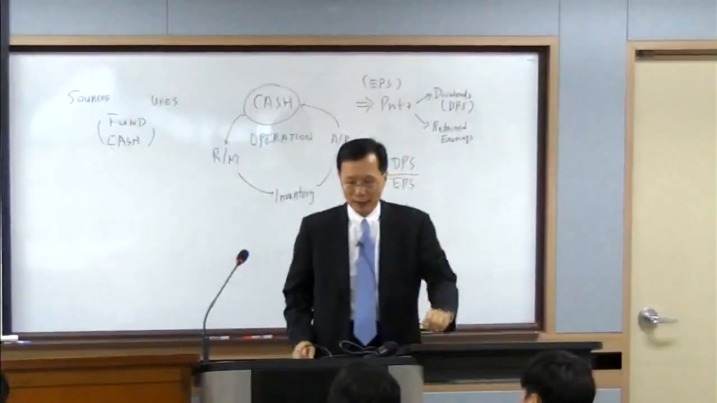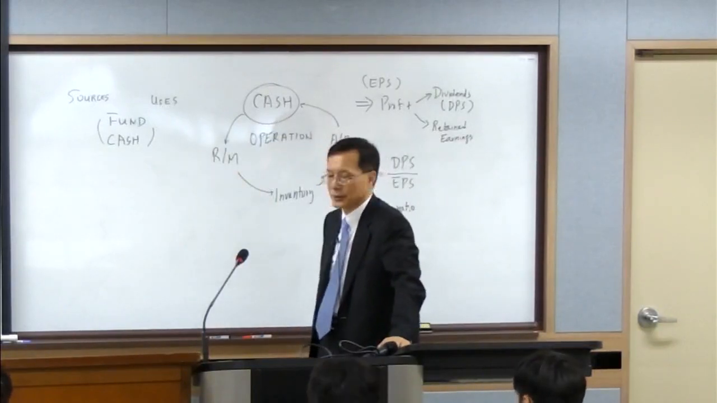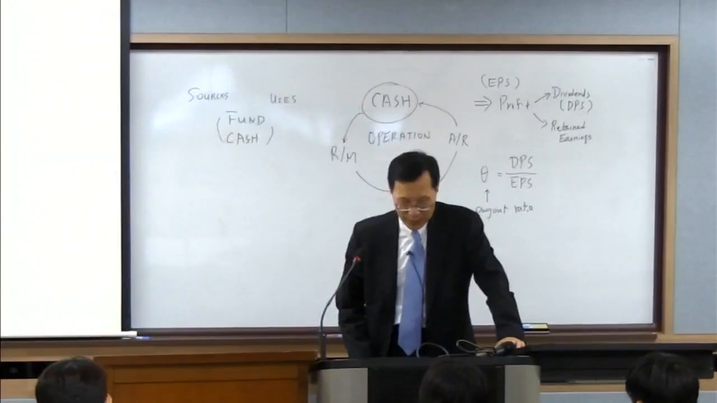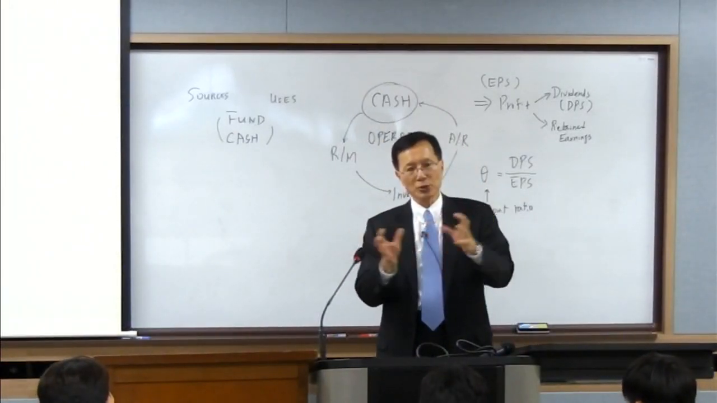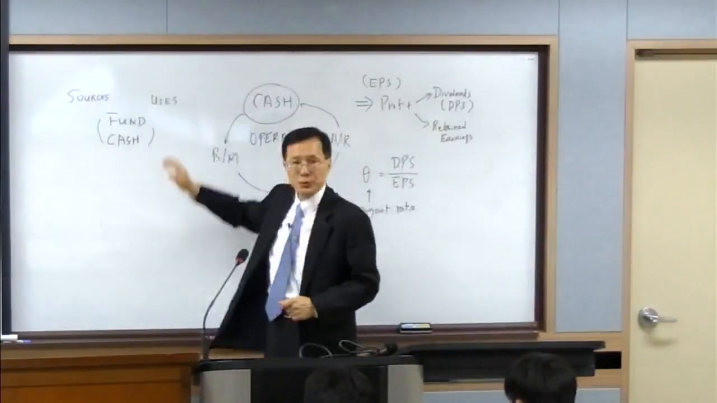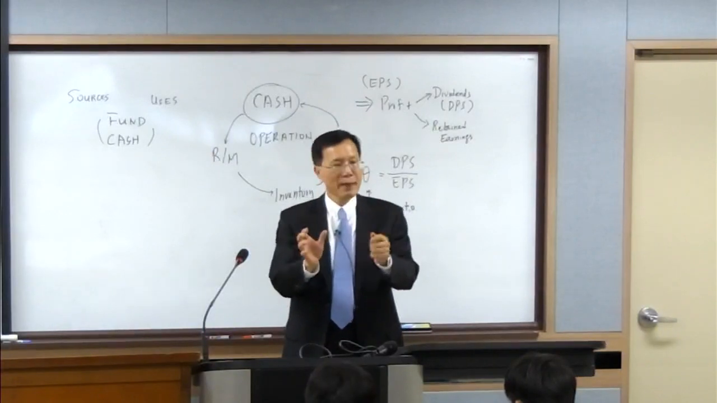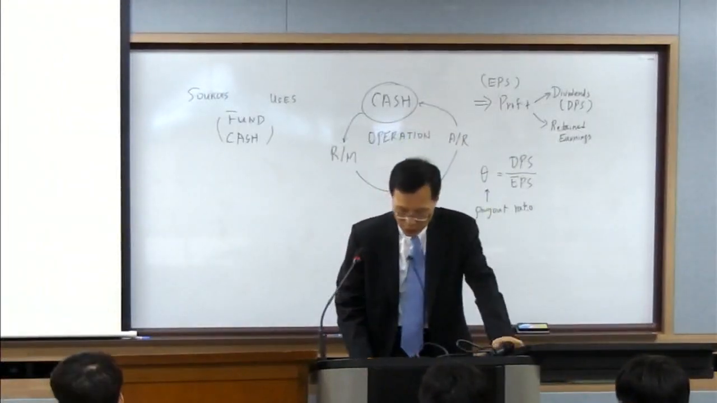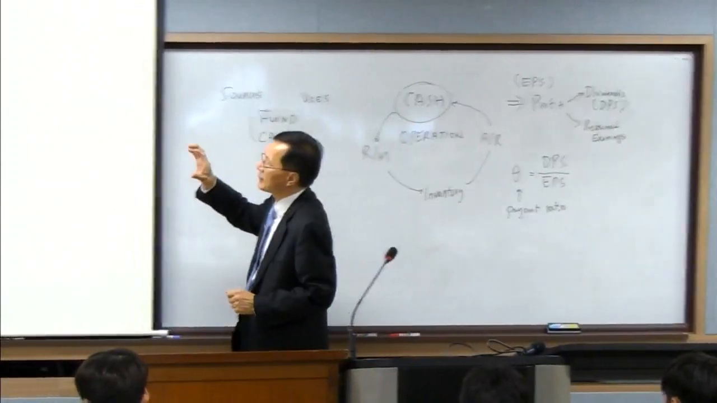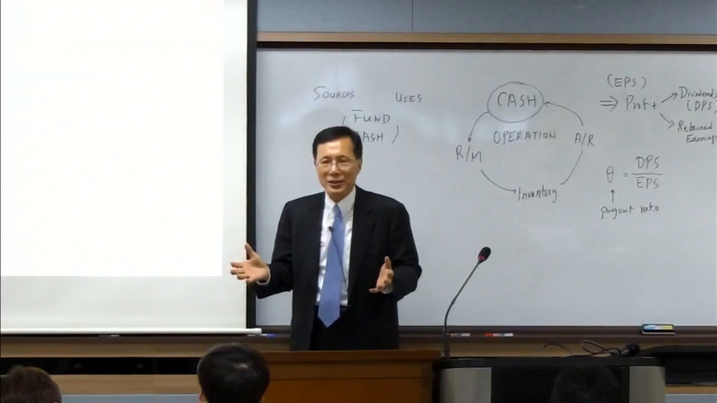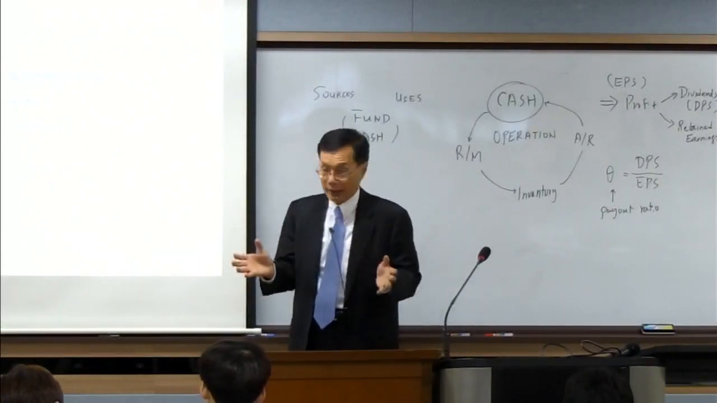Here's a sample balance sheet. You've seen the balance sheet already, so I'm not going to go over it. And here's a sample income statement. The sample balance sheet and sample income statement are used to generate the statement of sources and uses of cash. That will be shown in a few minutes. But before that, let's see in words what the sources and uses of cash look like.